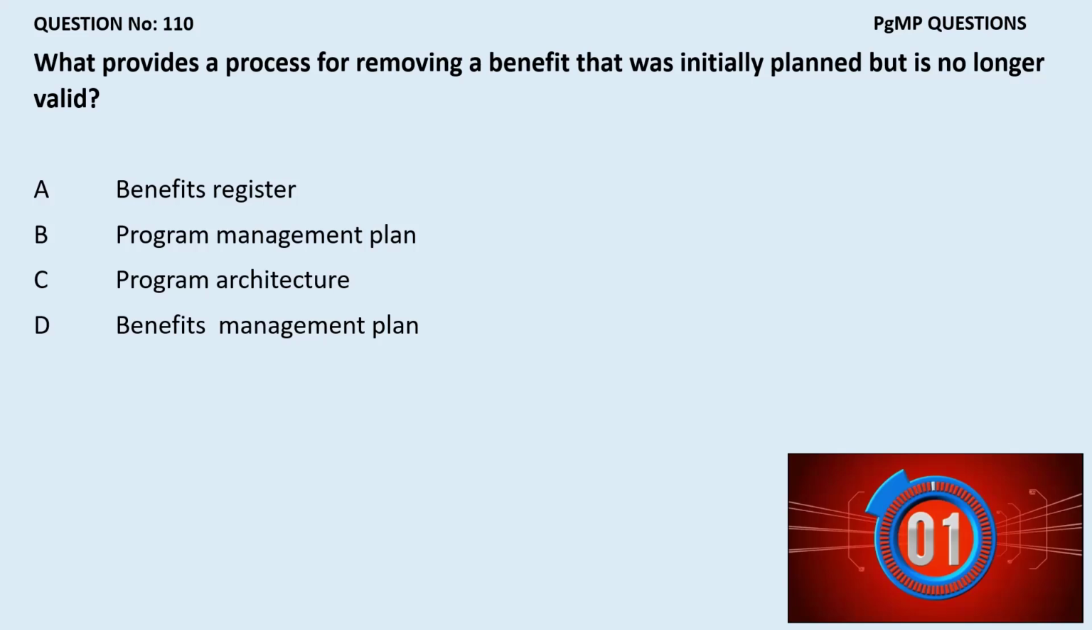I know, but when you say provides a process for removing a benefit, where is it? Page number 41. Page number 41, under the topic of benefits management plan, second last point. So the correct answer is D, benefits management plan.